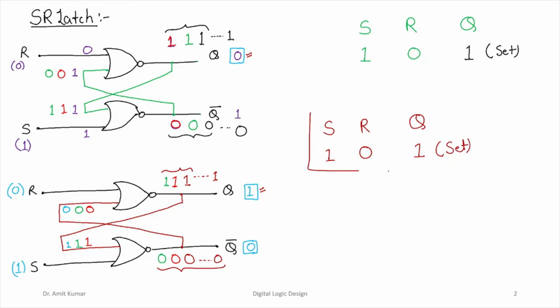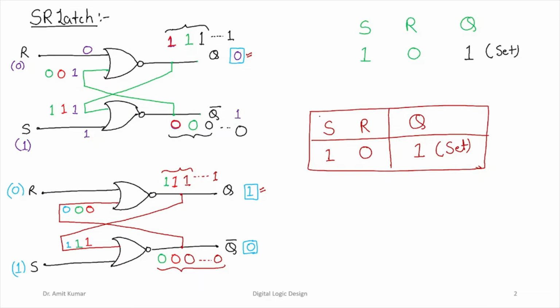Due to this reason, we call the input S the set input. That is why we name it the set input. Now, why do we call R the reset input? We'll see this in a further section of this video. So this is the first case, when input S is a 1 and input R is a 0. The output is always going to be in the set state, always in the active high state.